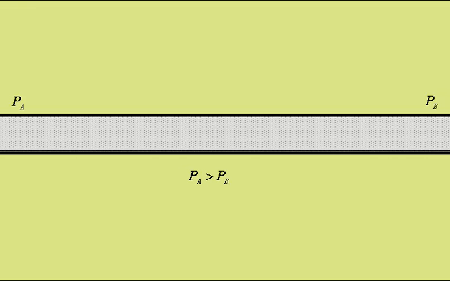A pressure difference causes fluids, that's liquids or gases, to move. Here we've got a pipeline containing a fluid, and we've got pressure A at this point, pressure B at this point, and if pressure A is greater than pressure B, the fluid will move to the right, like this.